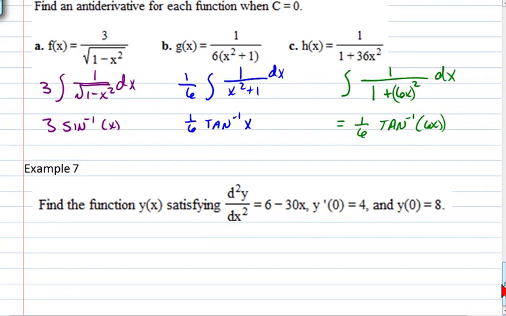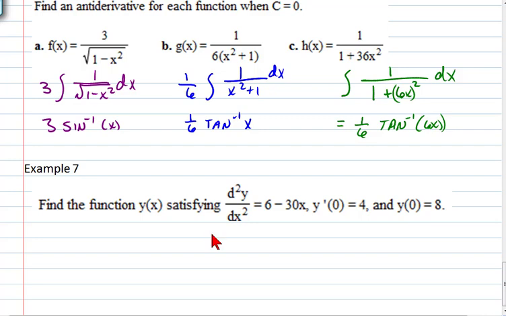Okay? And then the last example is one that's been fair game, and it's fair game on this test. Find the function y satisfying the second derivative, acceleration, right? When the initial velocity is 4 and the initial height is 8. This is one that we've been doing if we do position, velocity, and acceleration.